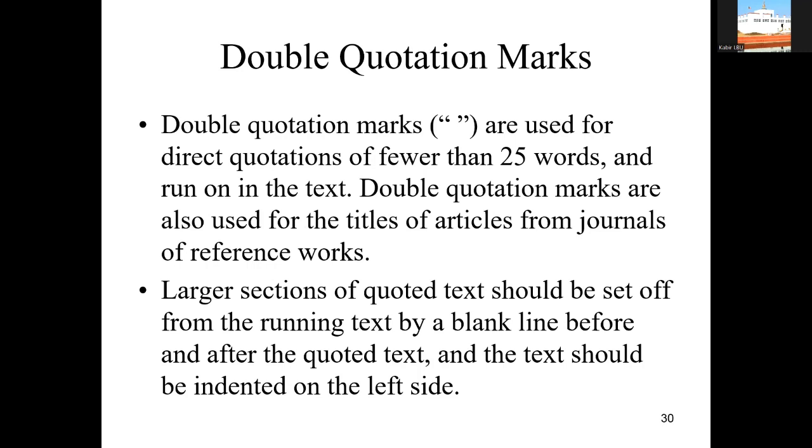When there are fewer than 25 words, we can put a single inverted comma, and if there are about 25 words or more, then we can put double inverted commas. So these are the standard ways of writing, and larger sections of the quoted text should be set off from the running text by a blank line before and after the quoted text, and the text should be indented on the left side. So if you see in a research thesis, whenever you are quoting a long passage, it must be one tab from the running passage also.